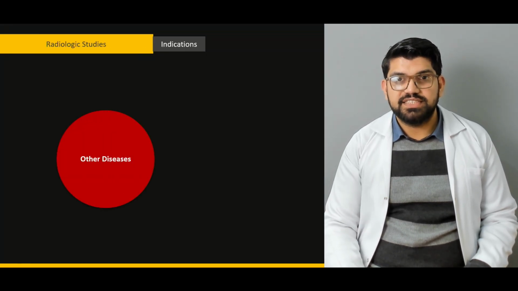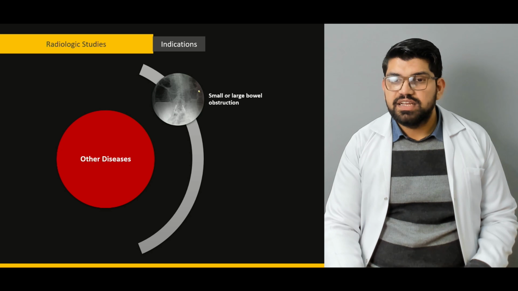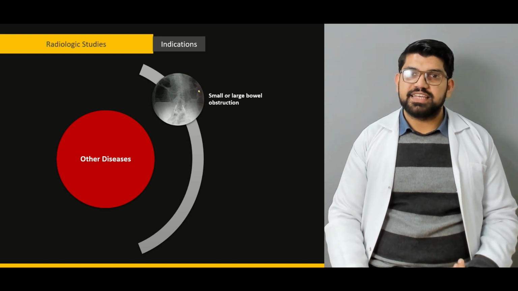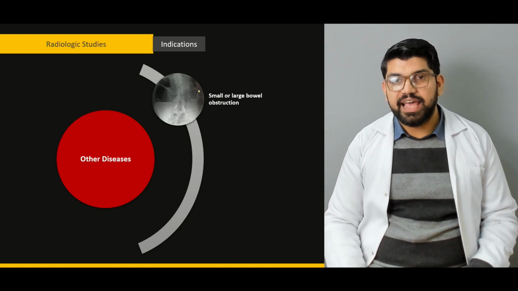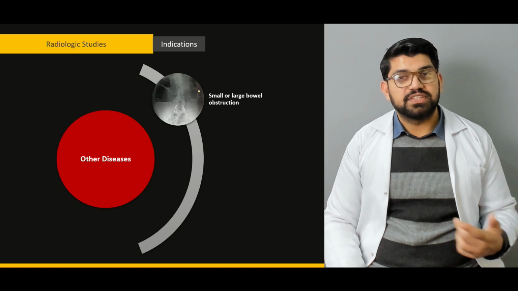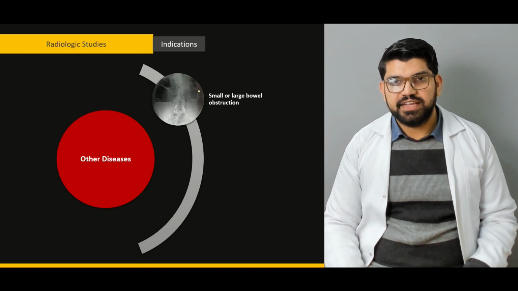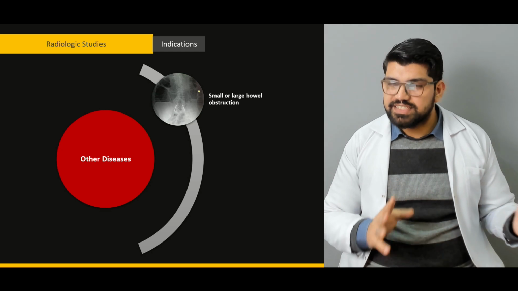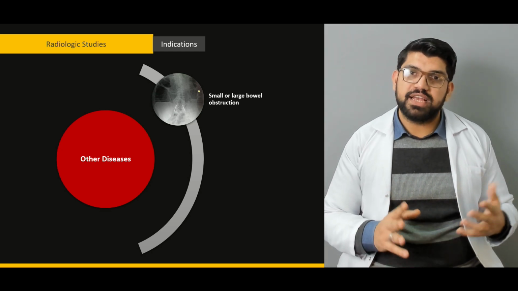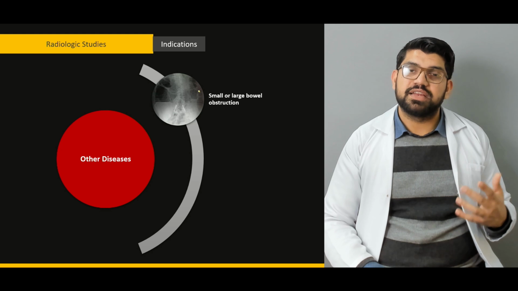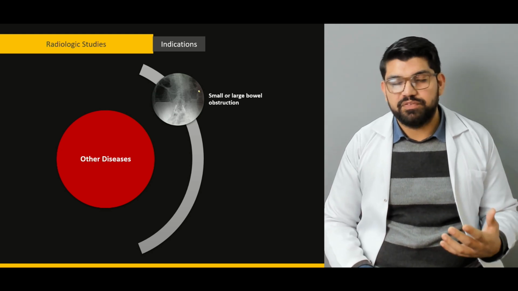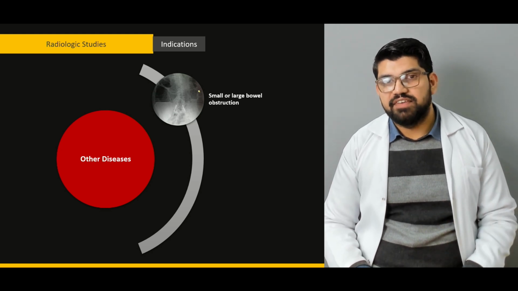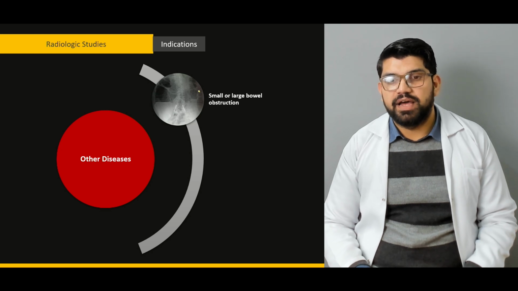Radiological studies. Small bowel obstruction, get an X-ray or CT scan, preferably in elderly males, because the elderly can mask the classical findings. A simple erect abdomen X-ray can give you an ample amount of information if this patient is having any small bowel obstruction.